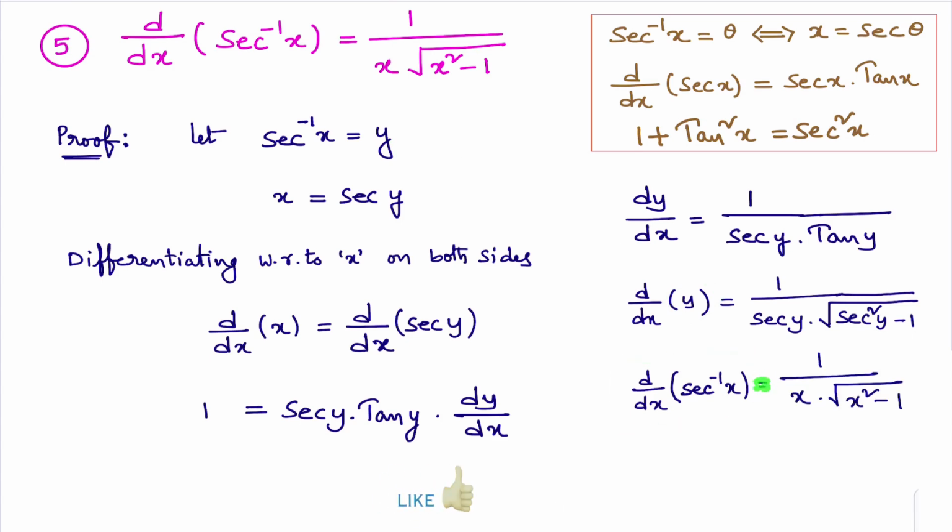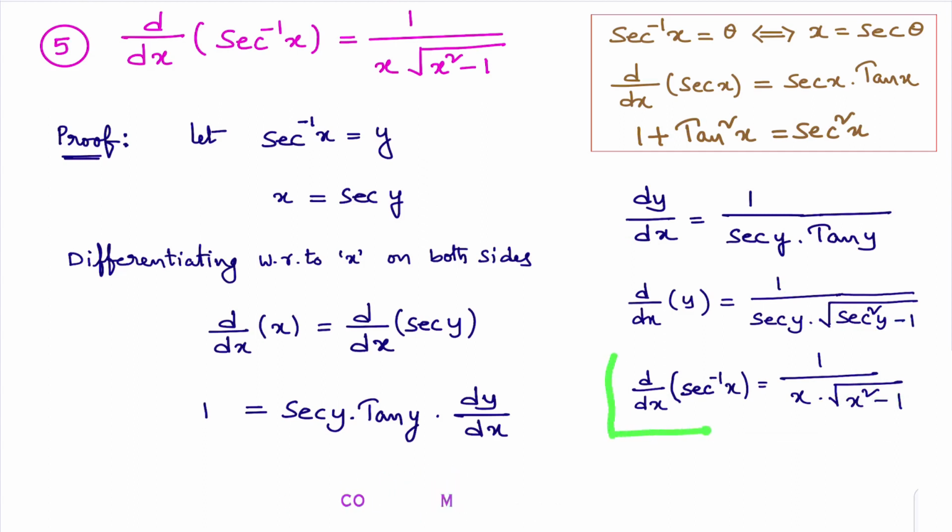That equal to 1 I written as it is from the numerator divided by secant y. What is secant y? Secant y is x. So in place of secant y, I written x here, into square root of secant square y. Secant square y can be written as x square. So in place of secant square y, I written x square here, x square minus 1. I hope you understand this.